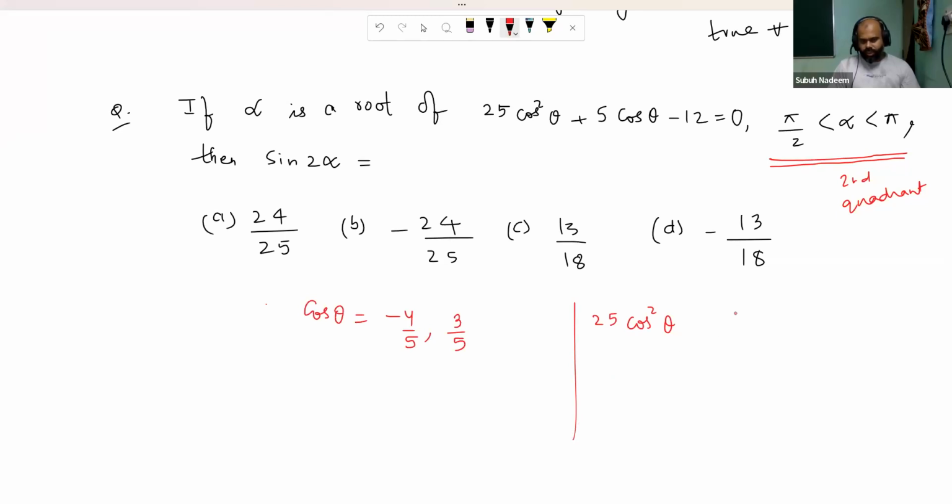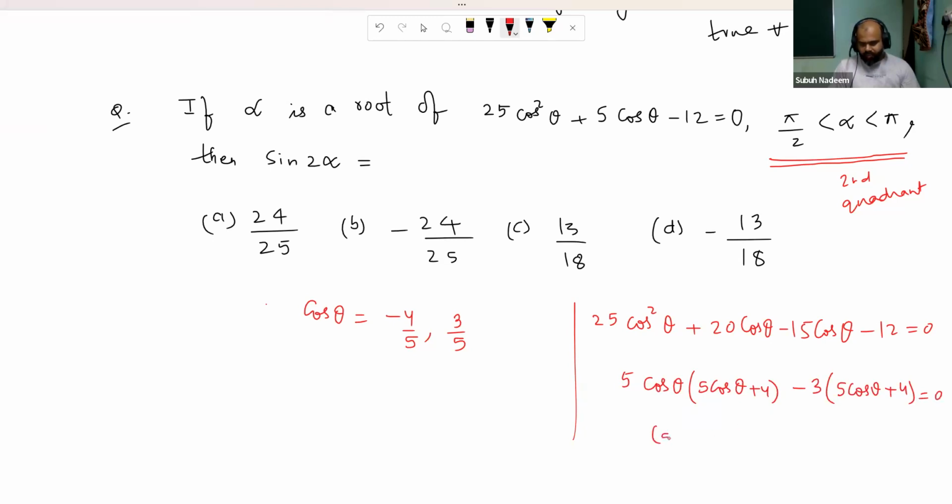So if you have done middle term splitting, then you might have seen that 25 into 12 is 300, and we can write it as 15 into 20. So 20 cos theta minus 15 cos theta minus 12 equal to 0. From the first two terms, we take 5 cos theta and we get 5 cos theta plus 4. From the last two terms, we get minus 3 and we get 5 cos theta plus 4. And this is equal to 0. Then we take (5 cos theta plus 4) into (5 cos theta minus 3), which is equal to 0. So cos theta is equal to minus 4 by 5 and 3 by 5.